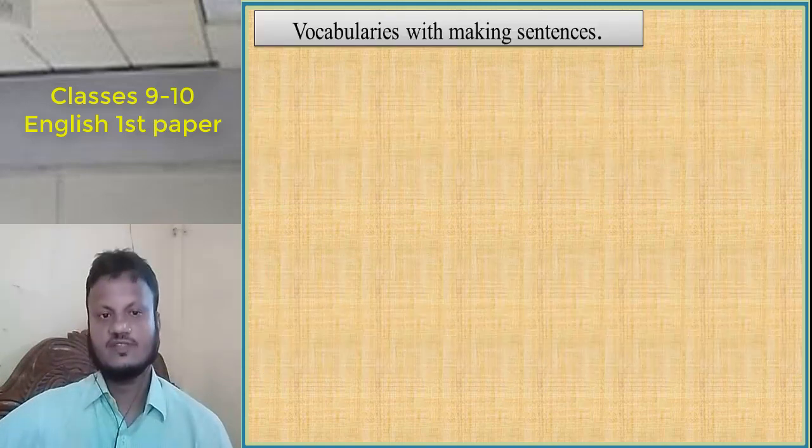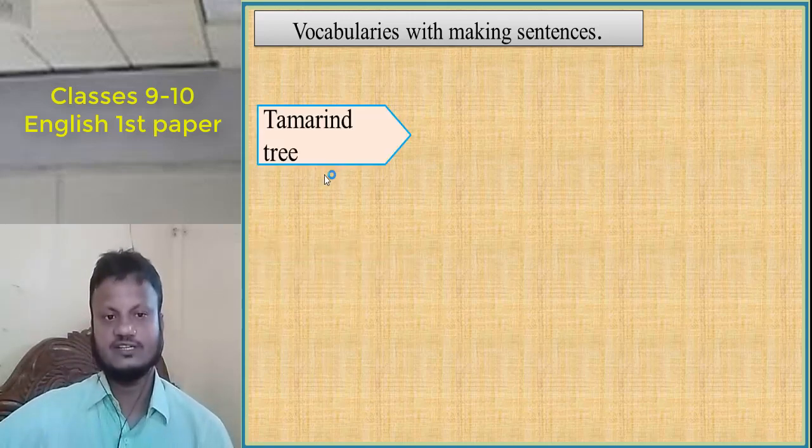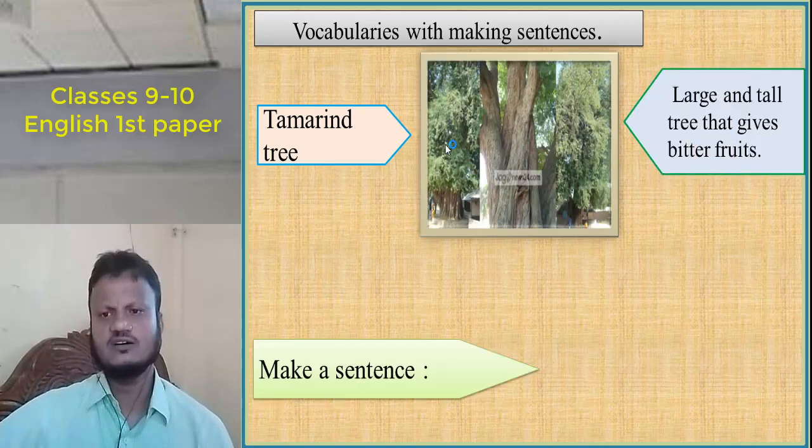Now I am solving them. Number 1, tamarind tree. Can you tell me what is the meaning of tamarind tree? It is a large and tall tree that gives bitter fruits. Okay, in Bangla it is called tetul gach. Can you make a sentence with the word tamarind tree?